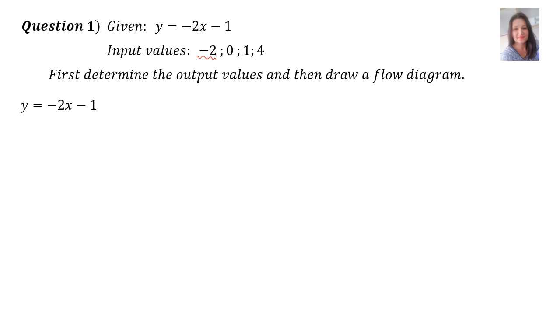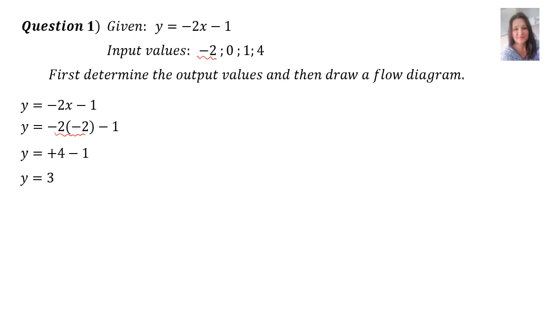That means in x's place we will substitute -2. Remember, when you substitute, you use a bracket. And then you will say, -2 times -2 is plus 4, minus 1 is equal to 3.